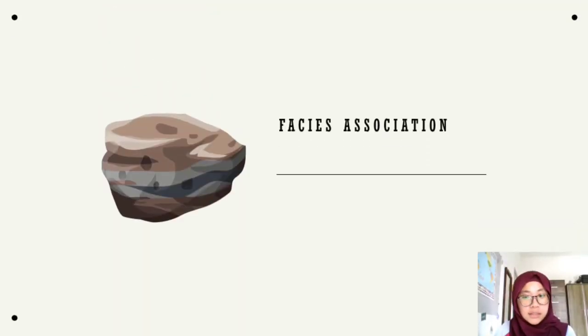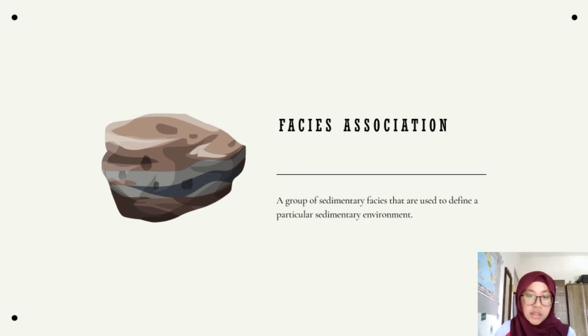So what is Facies Association? Facies Association is a group of sedimentary facies that are used to define a particular sedimentary environment. Well, for example, all the facies found in a fluvial environment may be grouped together to define a fluvial facies association.